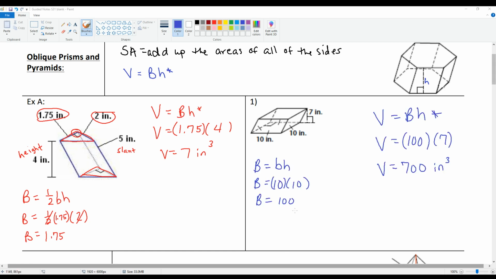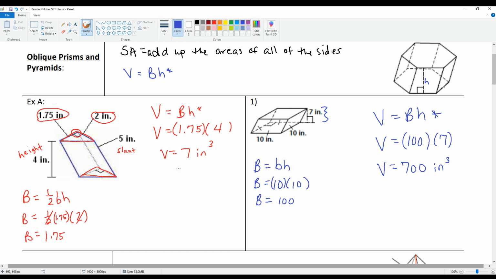All right, let's take a look at number 1. We were finding the volume, so we used the formula capital B H star. And then when we plug that in, we were given the height right in the problem. It's right here. It's the 7 inches. That's how high the prism is from base to base. It's the distance between the two parallel bases.